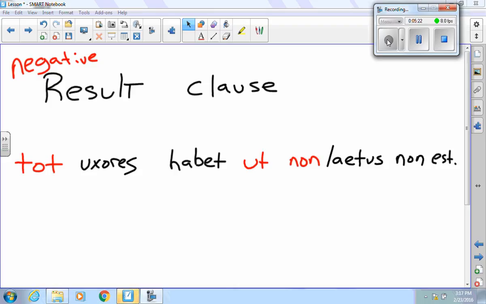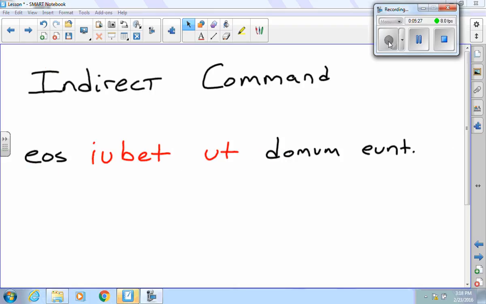So a negative purpose clause, we use ne, negative result clause, ut non. An indirect command also uses ut. It needs a verb of mental action or command word like iubet. It can be any mental action though. It also uses ut.